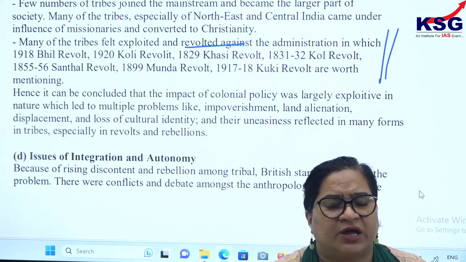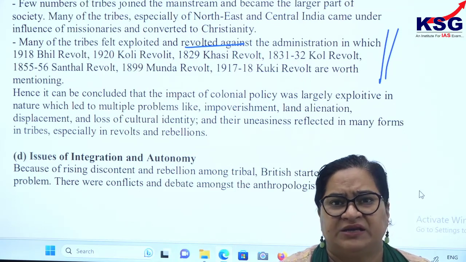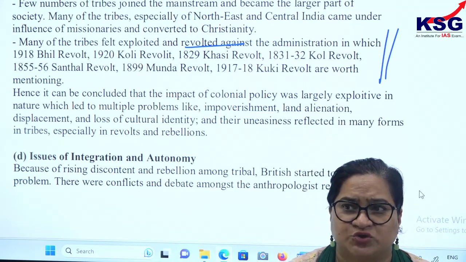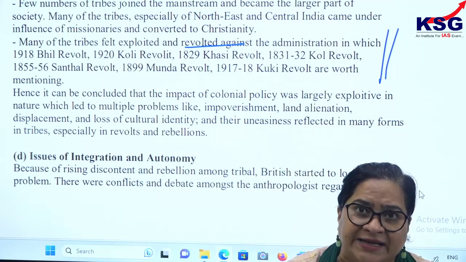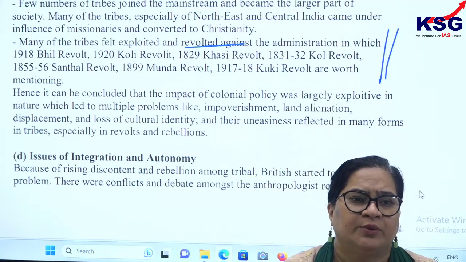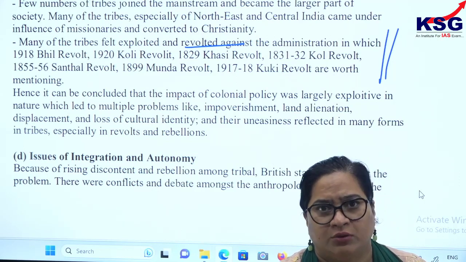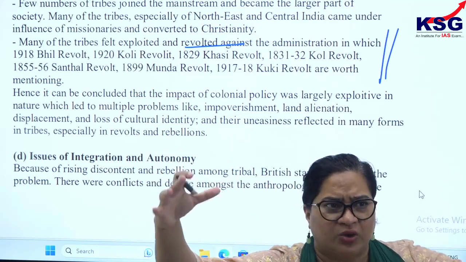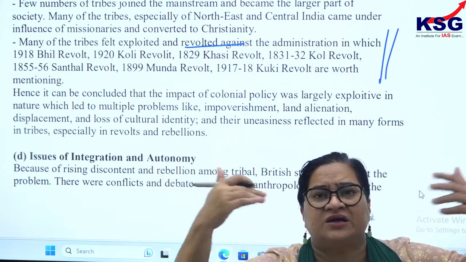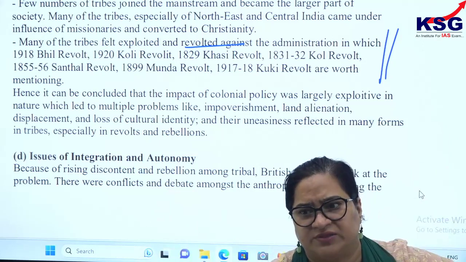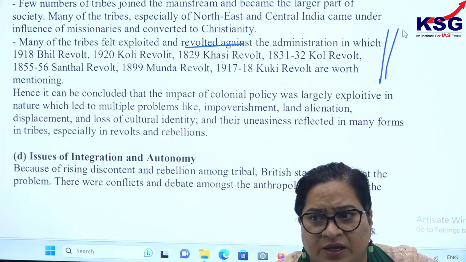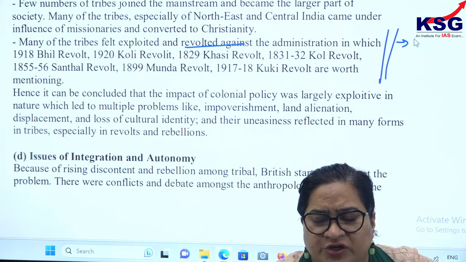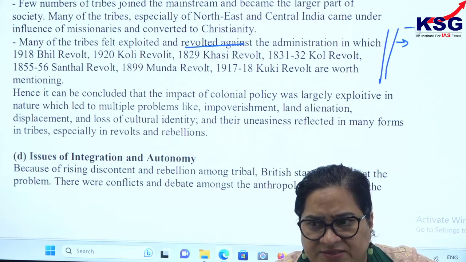Certain tribal communities preferred to remain in isolation. Some became a part of the mainstream society with cultural contact, and sometimes also because of conversion. Okay, so conversion, cultural contact, assimilation, accepting caste names, accepting caste identities, those were also the responses other than the revolts and rebellions. So along with revolts and rebellions, you can talk about assimilation.